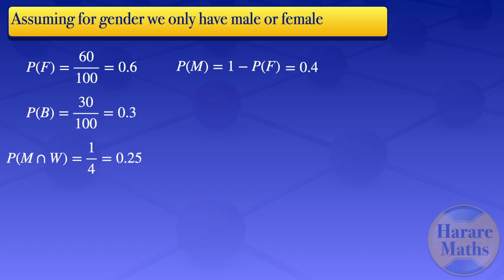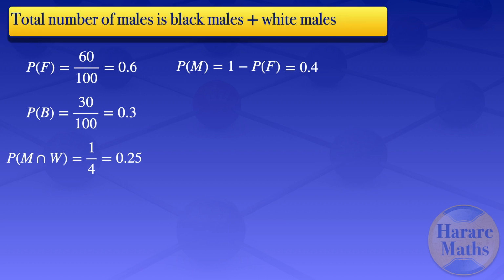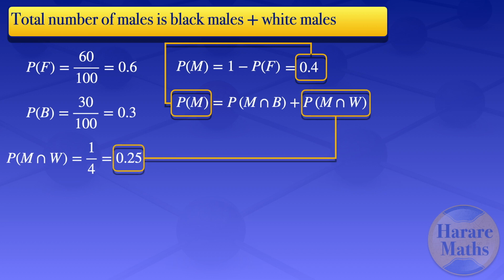and that will give us 0.4. The total number of males is the black males plus white males. So what we'll be having is the probability of males is the probability of black males, which is M intersection B, plus probability of white males, M intersection W. But we already have calculated the probability of male there is 0.4, and the probability of white and being male is 0.25. We have it there.